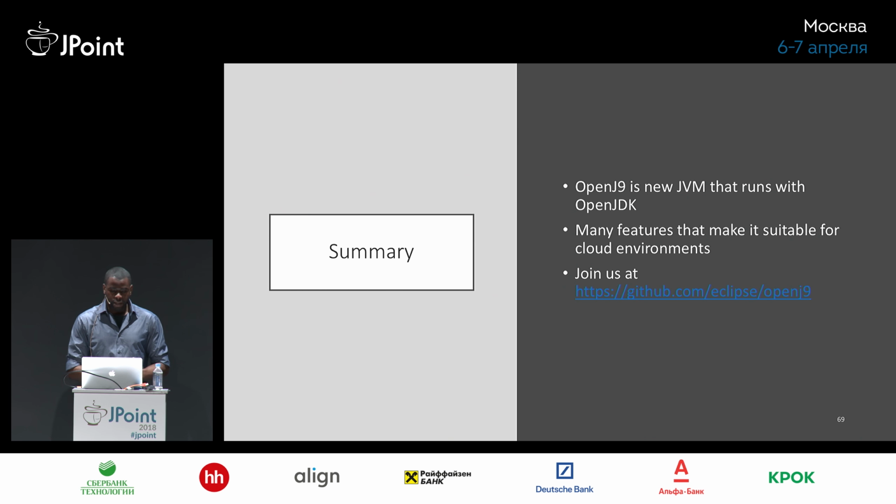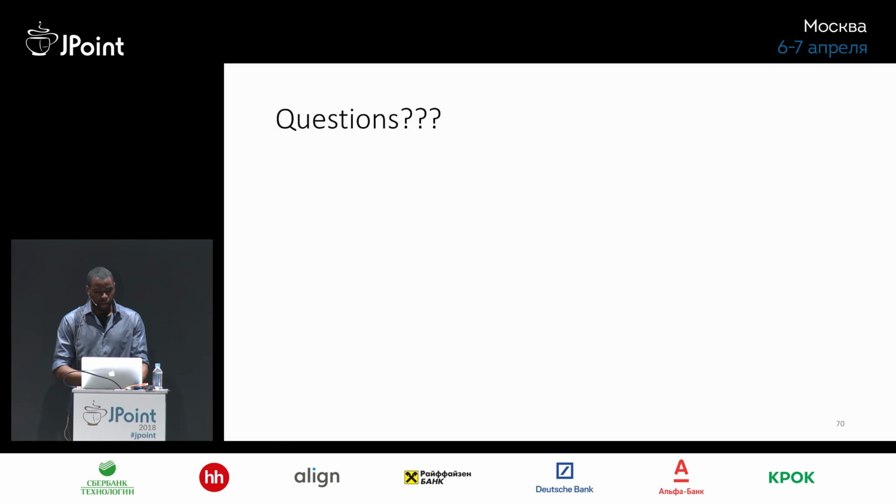So to quickly summarize, OpenJ9 is a new open source JVM that runs with OpenJDK. It has many features that make it appealing for cloud environments. We try to minimize footprint and improve startup. We're also currently working on new features to make this even better. If you're interested, come try it out and let us know what you think. That's it for my talk. If you have any questions, I can take them now.